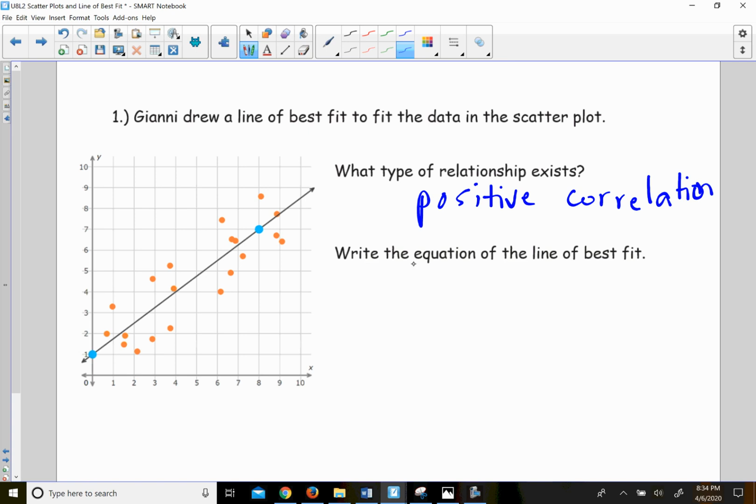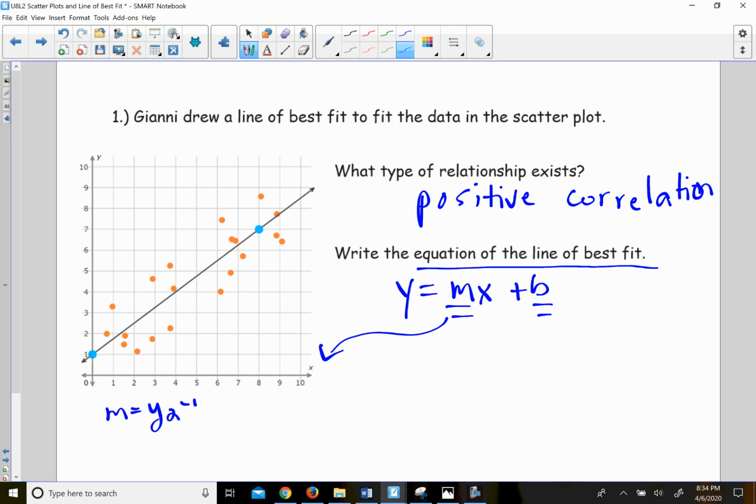So to write the equation of the line of best fit, remember the equation of a line is y equals mx plus b. So we have to find the slope and we have to find the y-intercept. So the slope, they're helping us by color coding these two blue points. Those are the 2 points we're going to use to figure out slope. So slope, go over here, is y2 minus y1 over x2 minus x1. So this is the point 8, 7. And this is the point 0, 1.